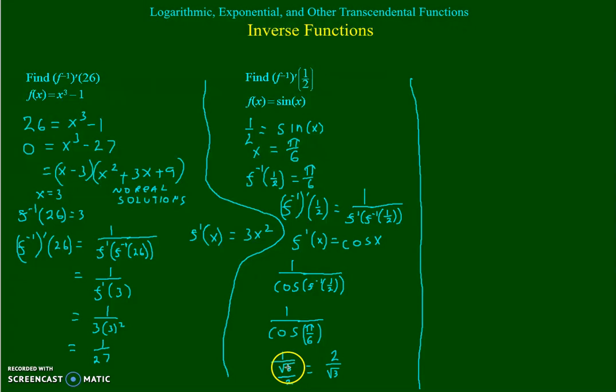Cosine of pi over 6 is square root of 3 over 2, and that equals 2 over the square root of 3. And that's our final value. All right, let's go ahead and look at one final example.